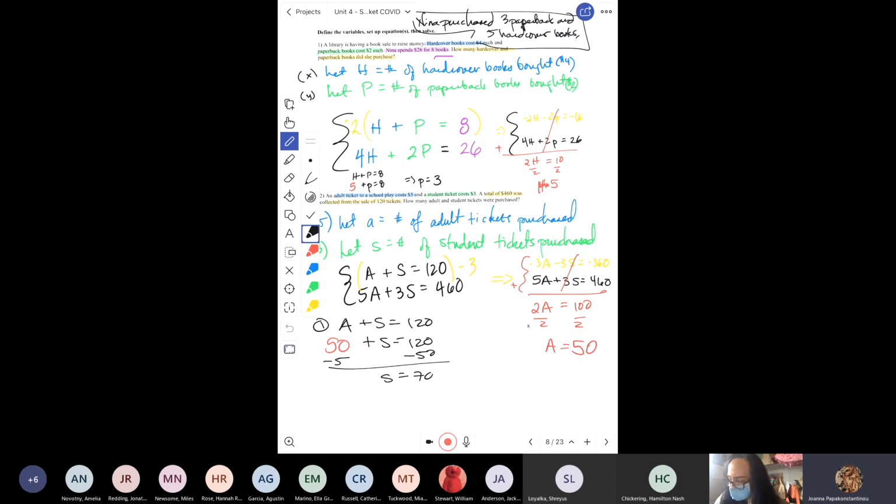Okay, so how am I going to write the correct complete solution? Okay. 50 adult tickets? Yes. And 70 student tickets were sold. Any questions?